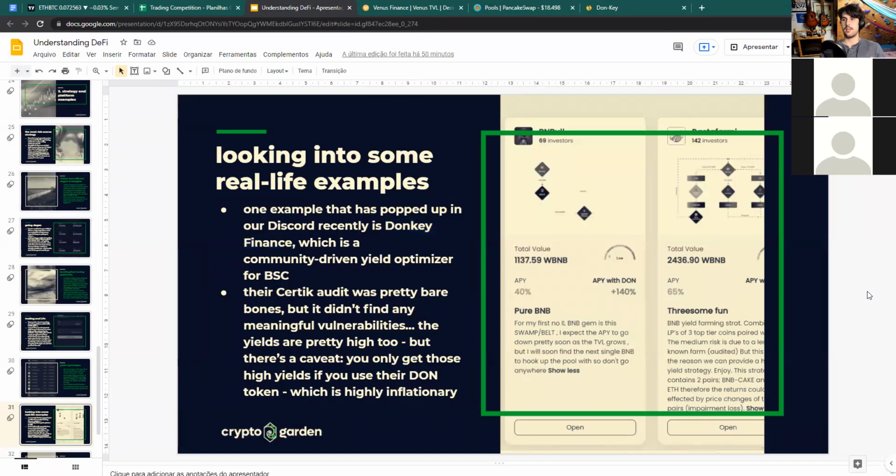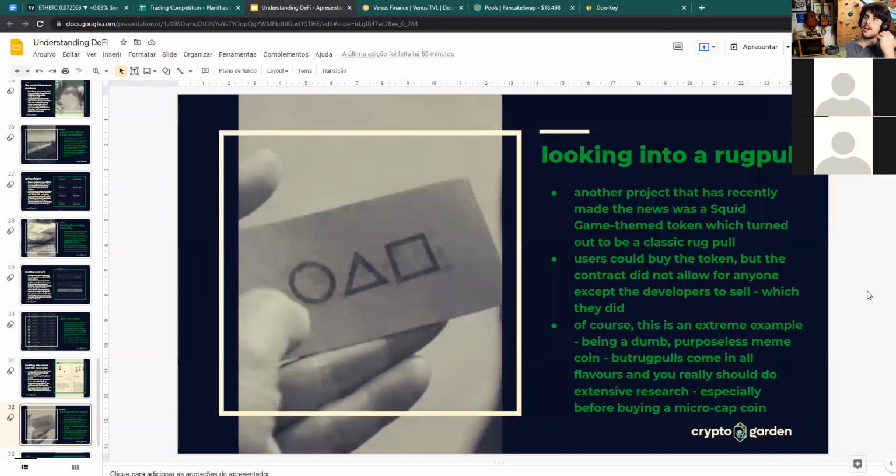Okay, so another example is a rug pull that made the news recently. From the Netflix series Squid Game, it was a token that the devs started shilling on Twitter, and it turned out to be a classic rug pull. They were not even pretending otherwise: you could buy the token, but it was completely impossible to sell it. Only the developers could sell the token. So as in the series, only one person wins, which is the dev, right?